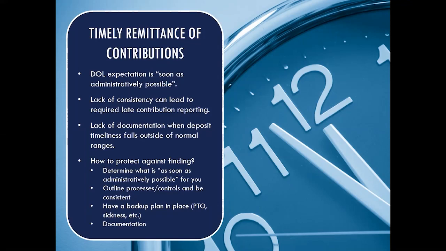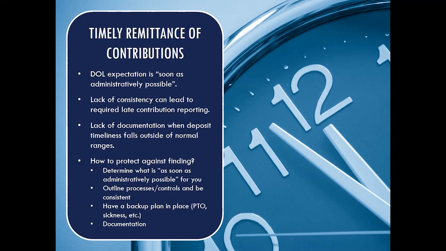So if a plan sponsor can prove that they can remit contributions within 1 to 2 days consistently, and then have a contribution that takes 10 days to remit, this likely should be identified as a late remittance and corrective action should be taken. But if there was a unique circumstance that led to that 10-day outlier and it's well documented to support why, that pay period, 10 days may have been considered to be as soon as administratively possible, and you might not have to report it. So it really is circumstantial based on those individual pay periods.